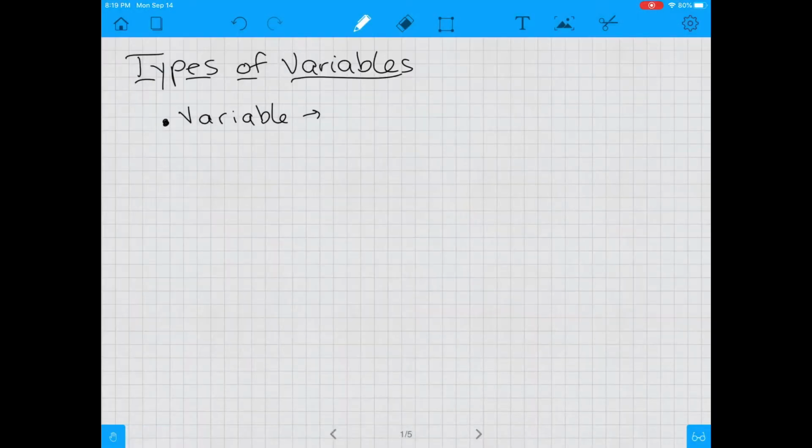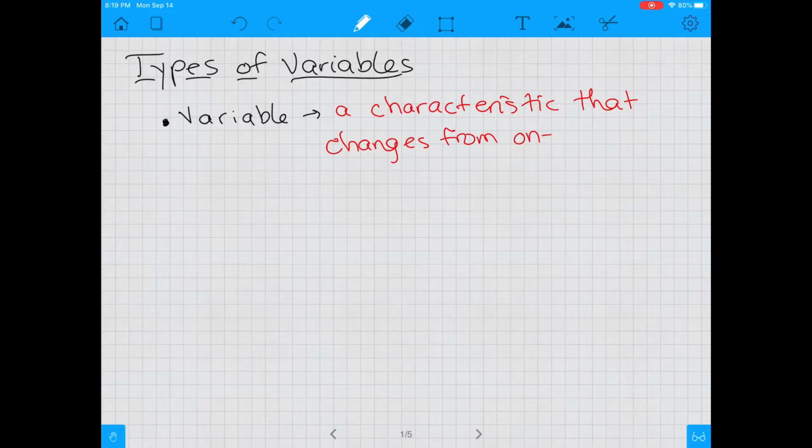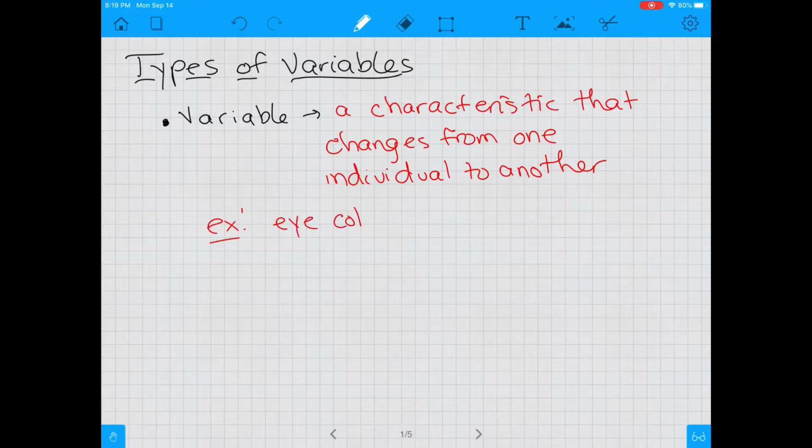So a variable is just a characteristic that changes from one individual to another. That's all it is. Any characteristic that changes between individuals. So you can think about eye color as an example of a variable, right? So our examples here, eye color, height. Some other things, right? So eye color, obviously, and height are measured in two different ways. One is a color, one is an actual height measurement.